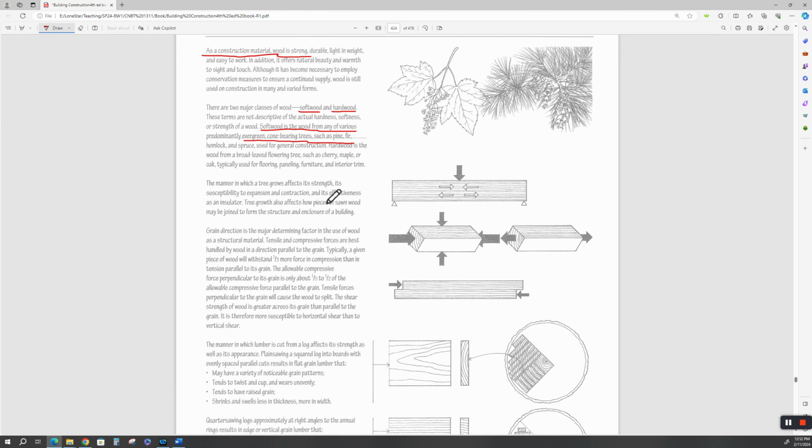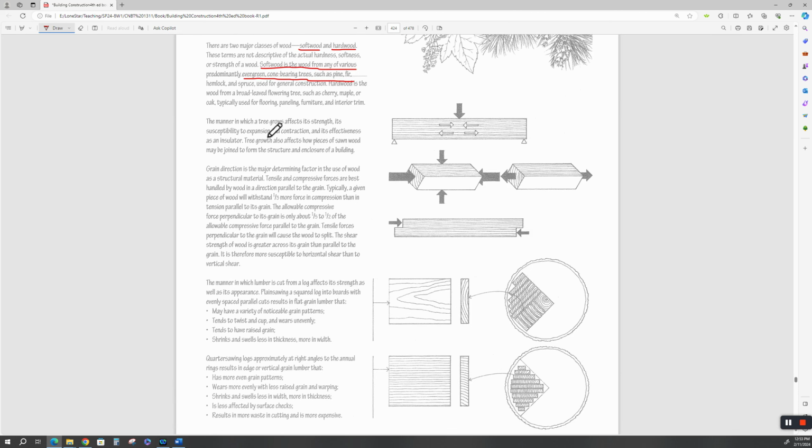The manner in which a tree grows affects its strength, its susceptibility to expansion and contraction, and its effectiveness as an insulator. Tree growth also affects how species of sawnwood may be joined to form the structure and enclosing of a building. You use hardwood for your furniture, like good maple or oak, or walnut, or cherry, because it's hard, it's easy to cut. The joints are hard, so when you do a tenon cut, it's not susceptible to splitting like the softwoods are.